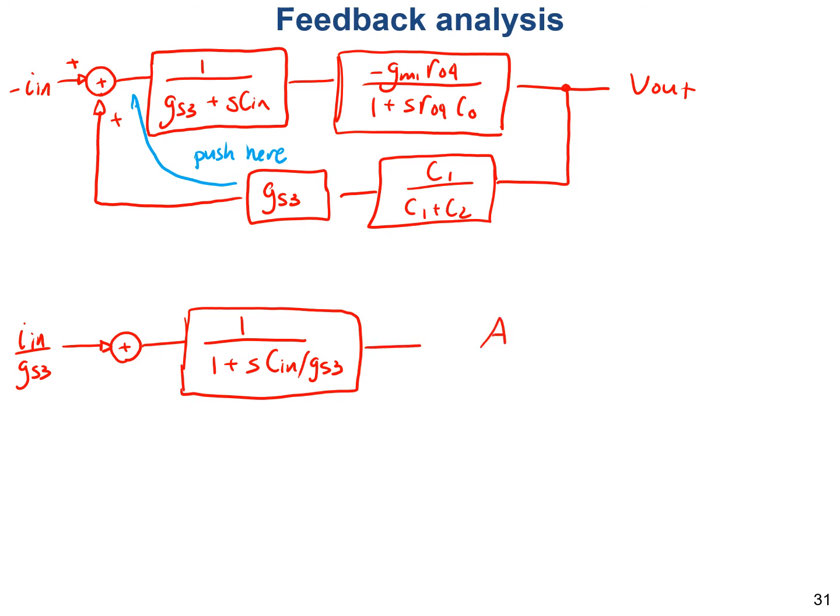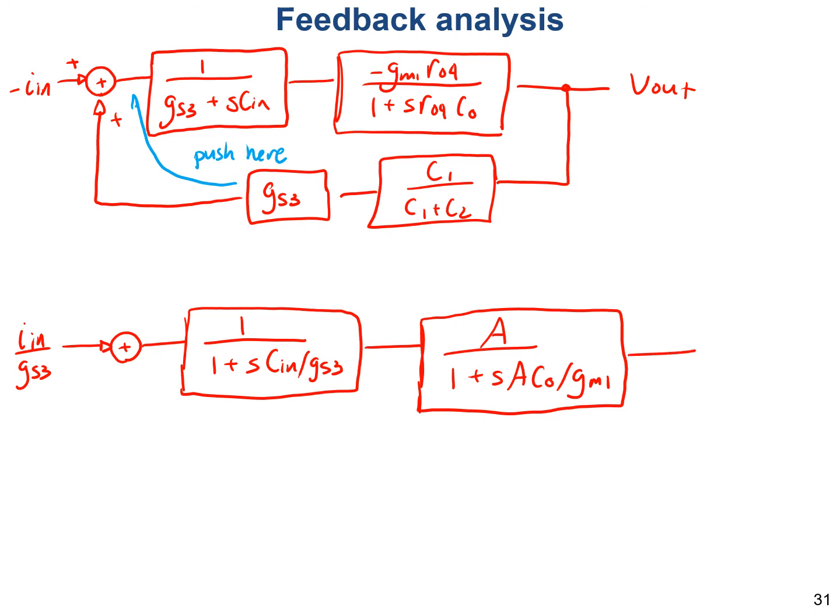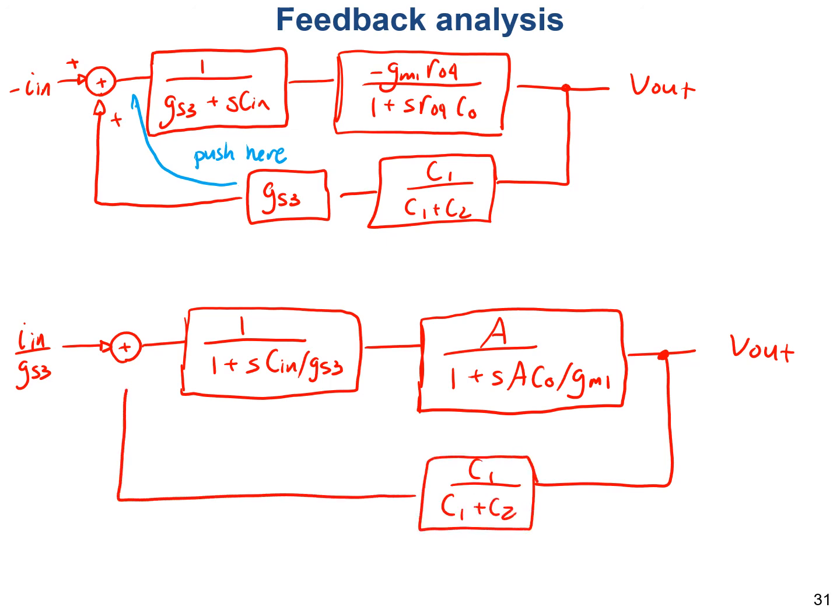I'm going to call this A over 1 plus S times A times CO over GM1, where A is just GM1 RO4. This is V out. And then I'm going to feed back through C1 over C1 plus C2. And technically now this is a voltage signal that we're feeding back here. Okay, so this is the block diagram of our system now. So we can go ahead and write some simplifying expressions.